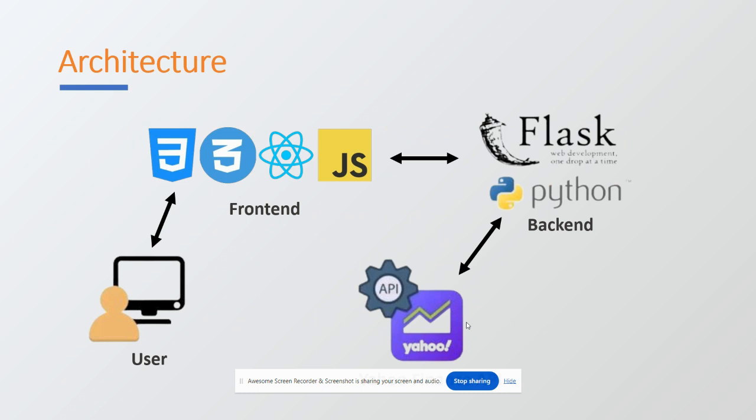We will start the presentation with the architecture diagram. Our architecture diagram is like this. First, the user will be interacting with the front end, which is built using JavaScript, React.js, HTML, and CSS. Then the request will be routed to the backend, which is built using Flask. As we know, Flask is built on top of Python, and it serves as the backend for our app. In Flask, we will be using the Yahoo Finance API, which will be providing real world stock data to our application.